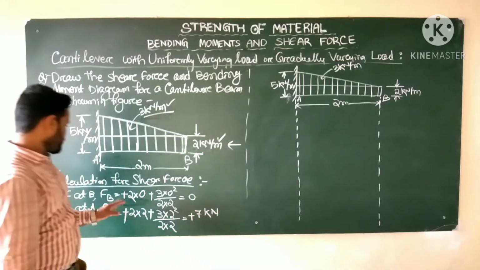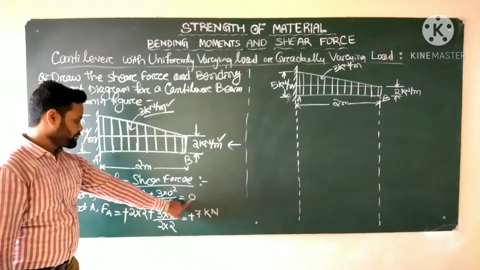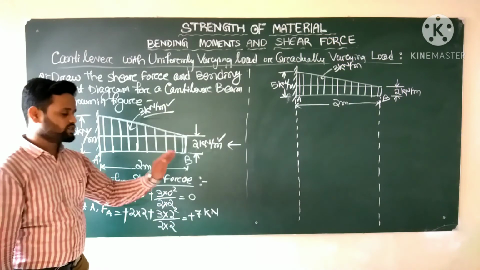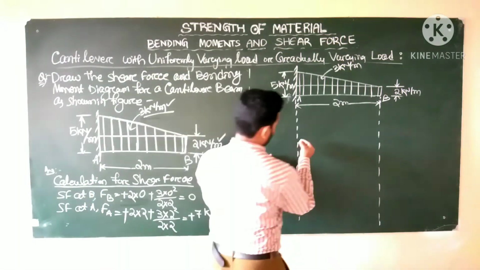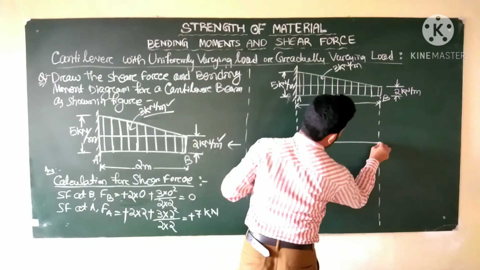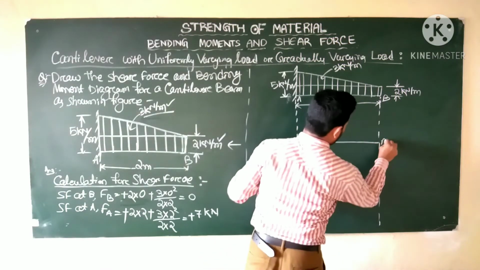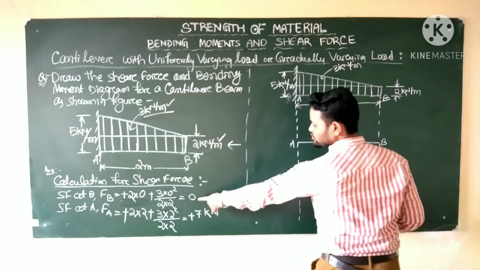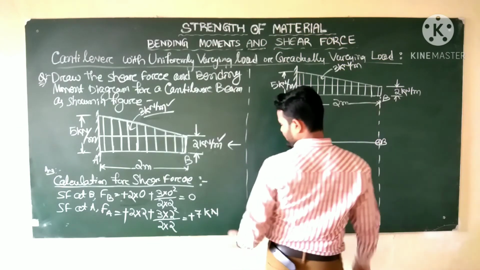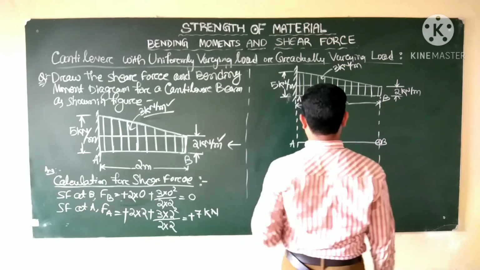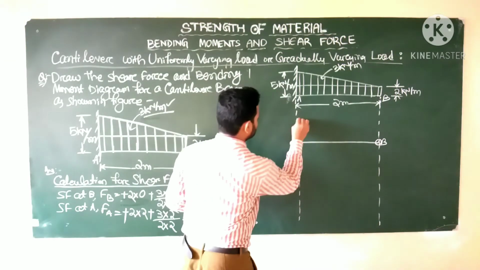Here you will see, for the shear force diagram, at point B it is 0, at point A it is plus 7. Plus 7 means this point will be above the baseline. So here is the baseline A, B. At point B, the shear force value is 0, that means here. At point A, the shear force value is plus 7. Let the plus 7 be here.